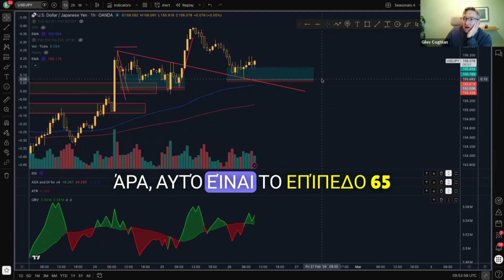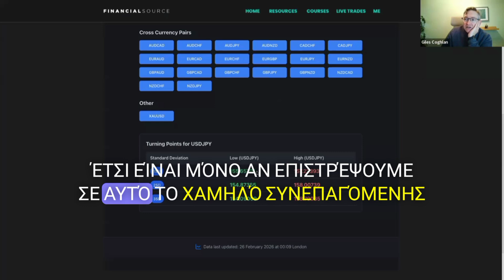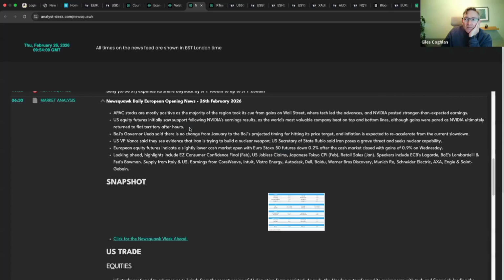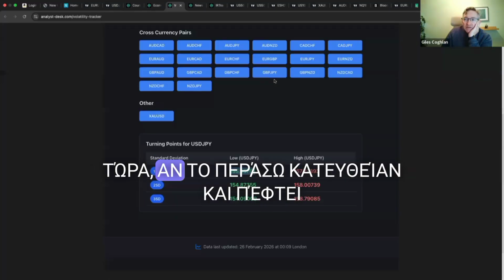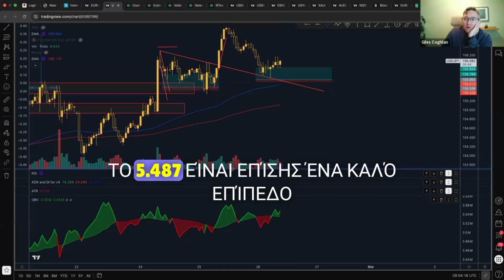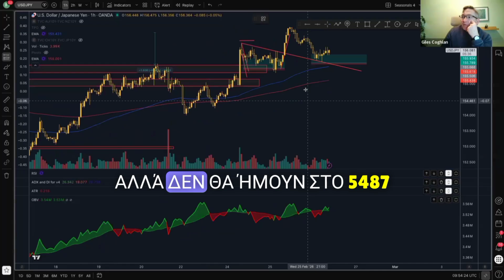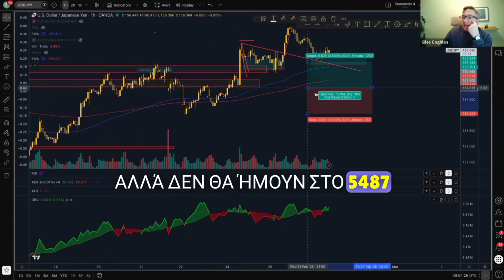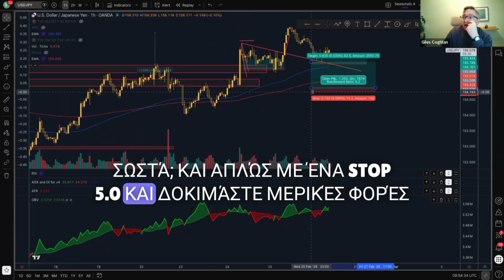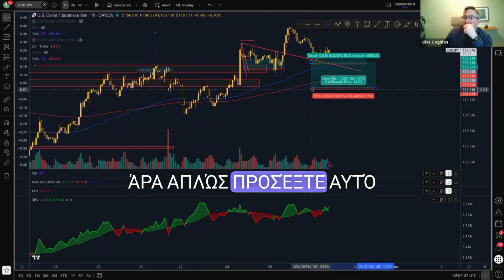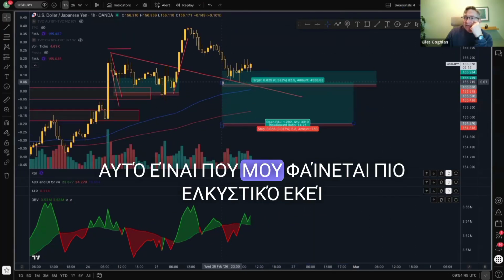So this is the 65 level, if we go back to this implied volatility low. That would be a very sensible place to buy. Now, if we got straight through that and it was dropping, the 54.87 is also another good level. But that's all the way down there. That would also be another good level, all right? Just with a 5 point stop, and try a few times. So just watch out for that. Set an alert on those two levels. That's the one that's most attractive to me there.